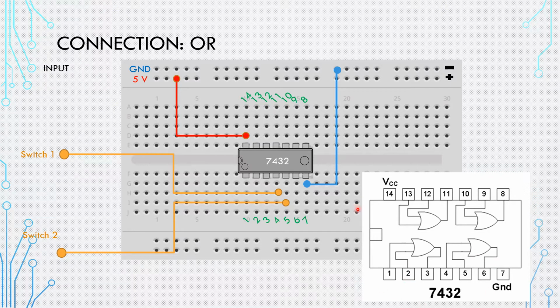So it doesn't go in this way. You can choose whichever of the OR gates that you want.